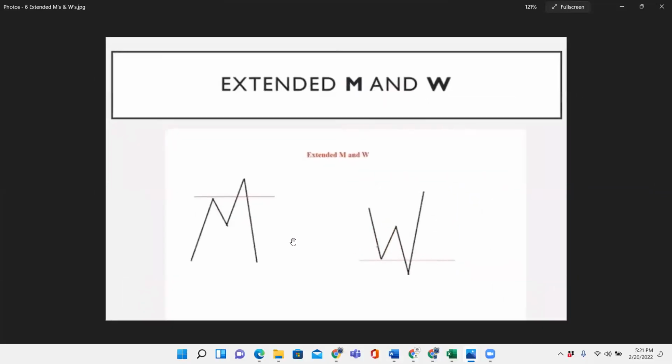Extended M's and W's, where we have the peak, which is over here, which comes down. And now the next peak is going to be higher. This is normally to stomp out the stop losses. Reverses over here, we have our valleys, which are down here. We come up, we come down. This is going to stomp out our stop losses, and then we continue with the way the momentum is going to go.